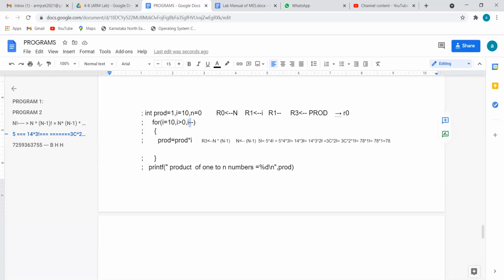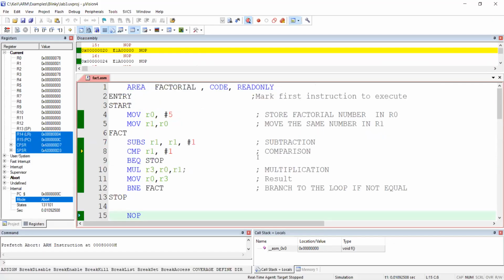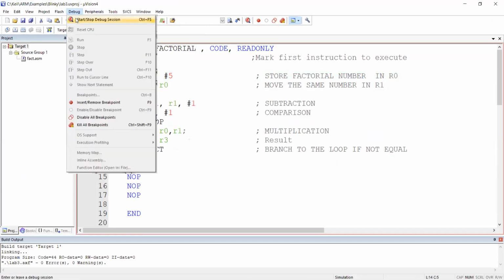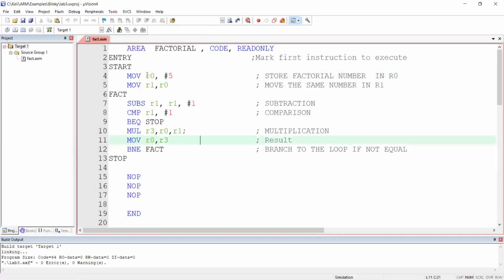Let's go back to the software. Now, what is R0? Let me restart the debug operation. Now, you see, R0 value is what? N. R0 is N. I will take the same R0 once again in R1.